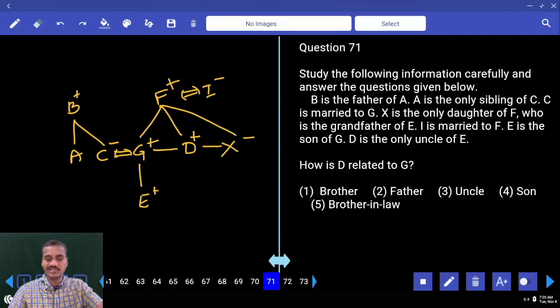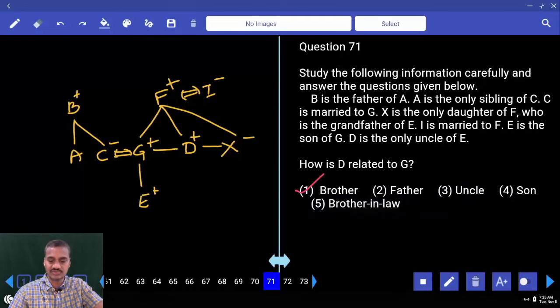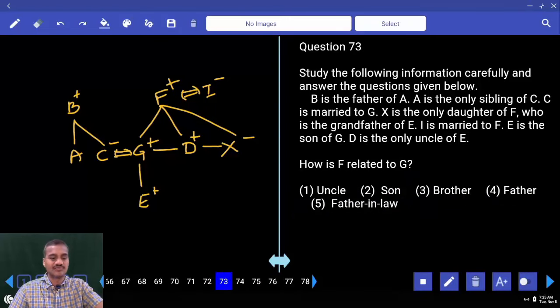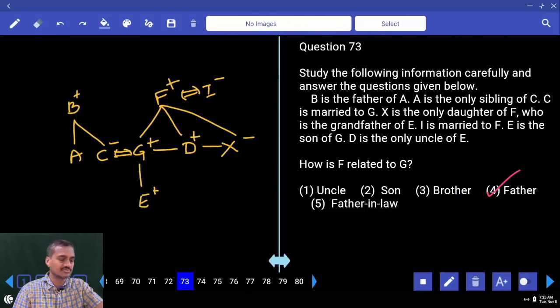And how is D related to Z? Now G is brother. Brother, that is choice 1, question number 71. And how is C related to B? Now C related to B, B is daughter. Daughter, that is choice 2, question number 72. Then 73, how is F related to Z? Now F is the father of G, father, that is choice 4, question number 73.